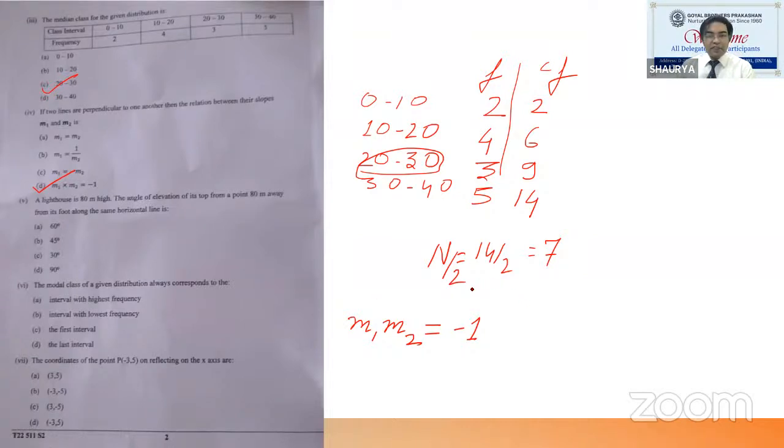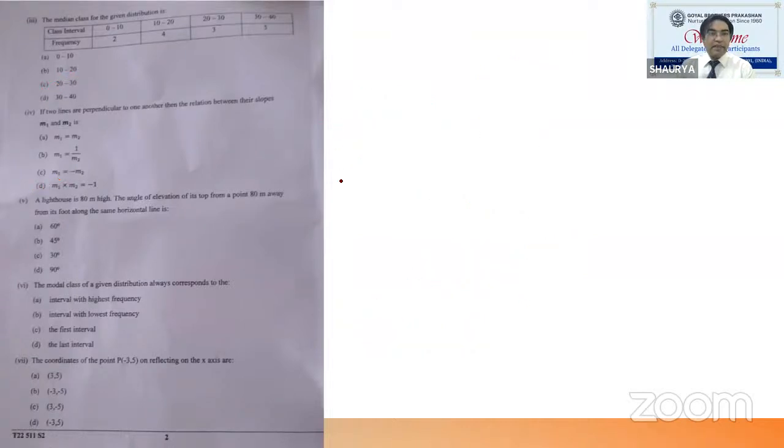A lighthouse is 80 meters. We already did this. Let me recorrect them, 20 to 30. Yeah, coming back to the fifth question, it says a lighthouse is 80 meter high. The angle of elevation of its top from a point 80 meter away from its foot along the same horizontal line is what?